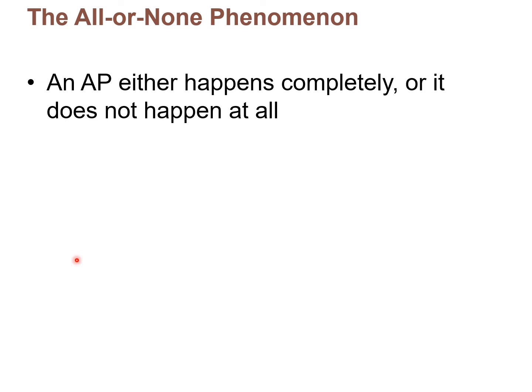That's different from a graded potential. A graded potential will start and then weaken and fizzle away, but an action potential is like dominoes. Once you hit the first domino, they're all going to fall all the way to the end.